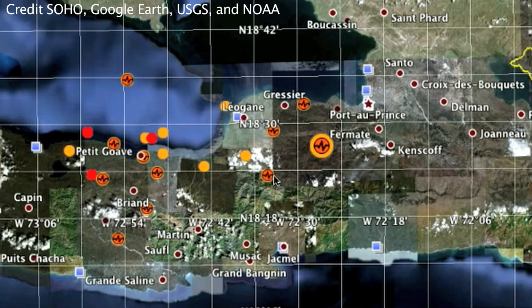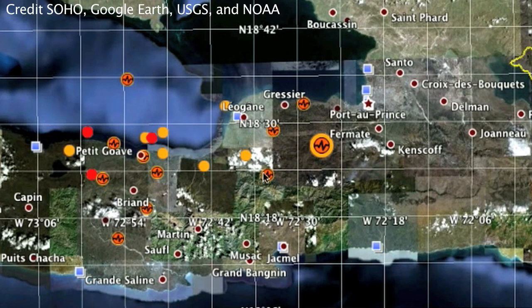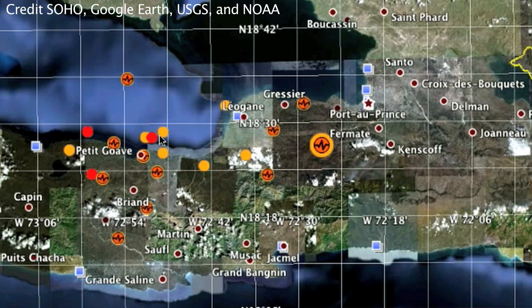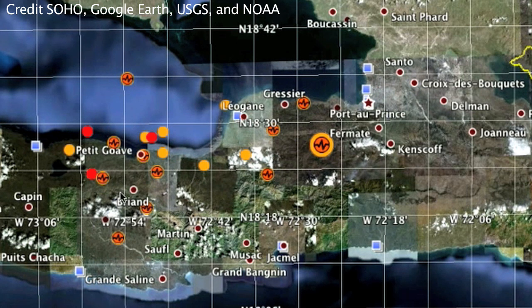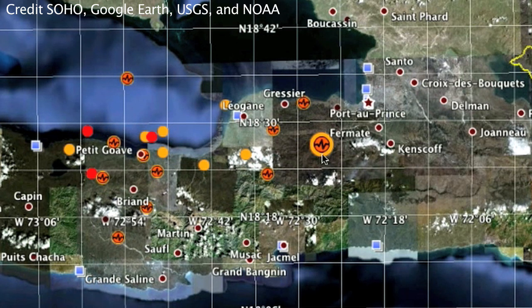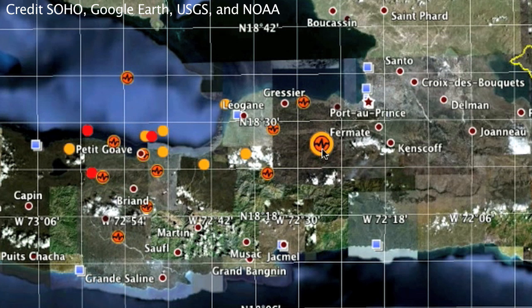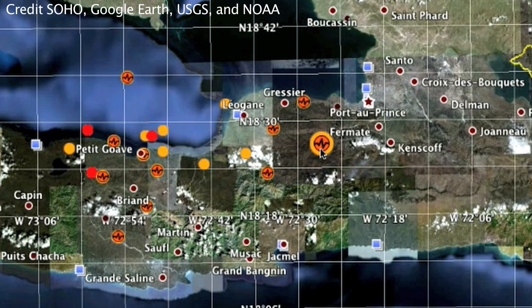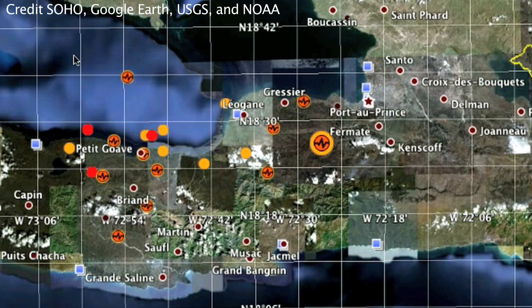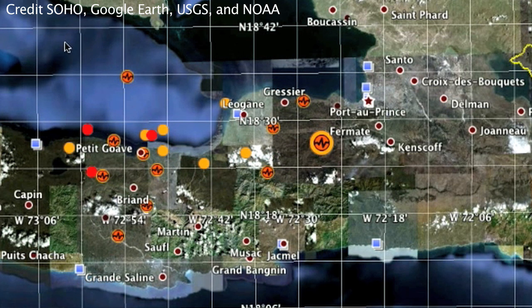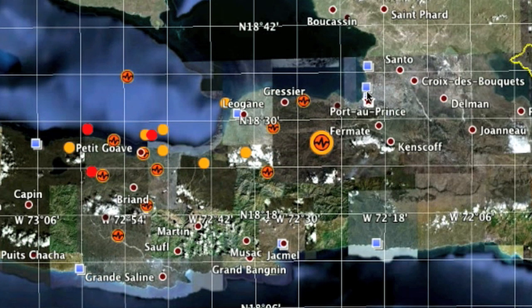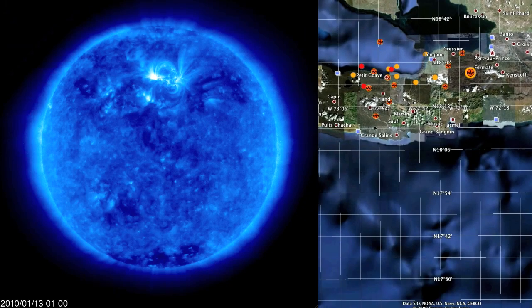So imagine that all of these little points that are the earthquakes from the recent Haitian quake were coming out of the earth. And imagine that quake event expanded in time.